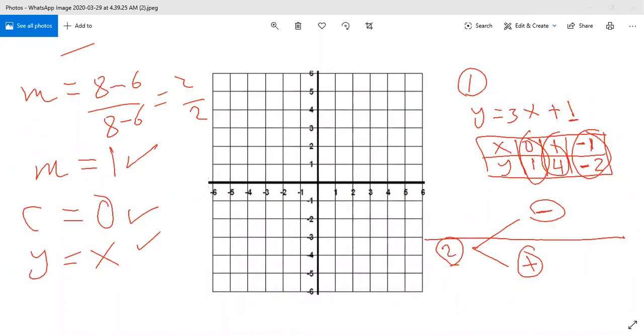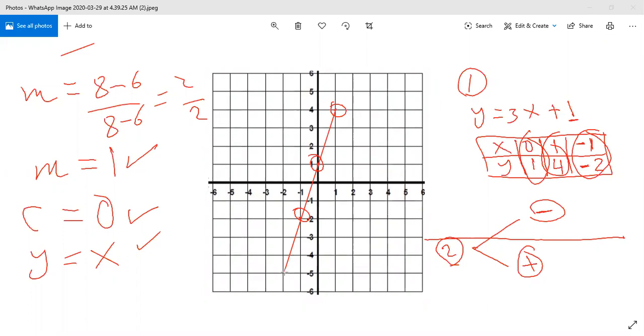Now, the point (0, 1) is at this point. (1, 4) is here. And the last point is (-1, -2), which is here. So we have 3 points. The last step is to join the 3 points. We can draw the straight line which passes through the 3 points. Finished. So this is my straight line.